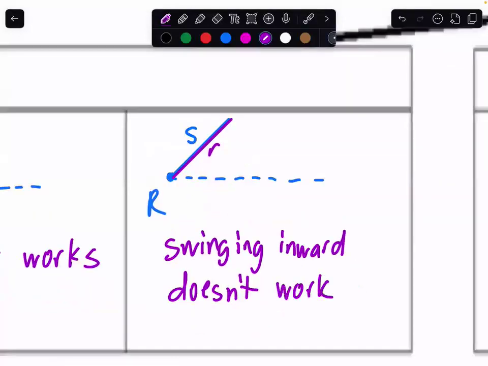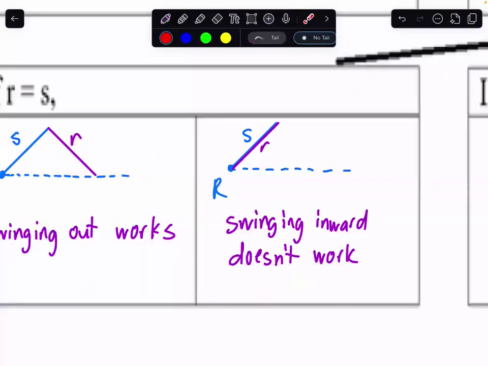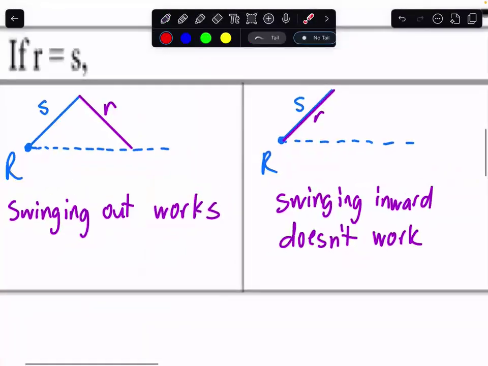Hopefully you see visually how no triangle is formed, right? It's just a line on top of itself, which is not a triangle.